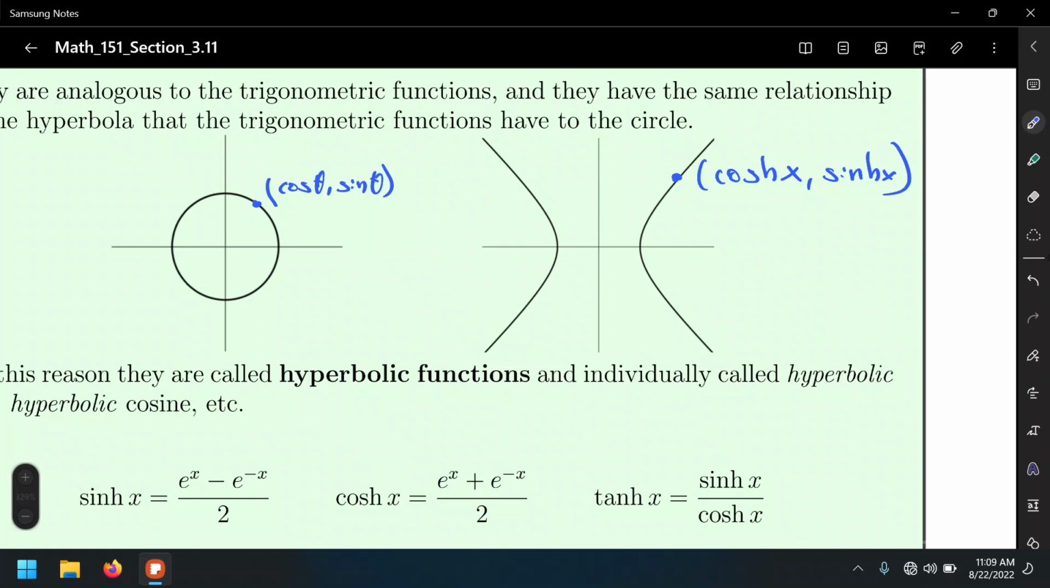But now there's another difference here. Notice I didn't write the symbol theta for the hyperbolic functions, and that's because we typically reserve the symbols theta, phi, alpha, beta, gamma, and other letters from the Greek alphabet, to describe angles, right? And that's what trigonometric functions are about, angles.